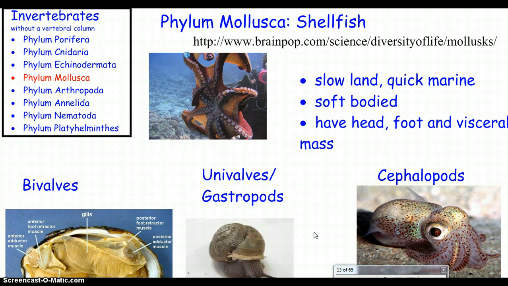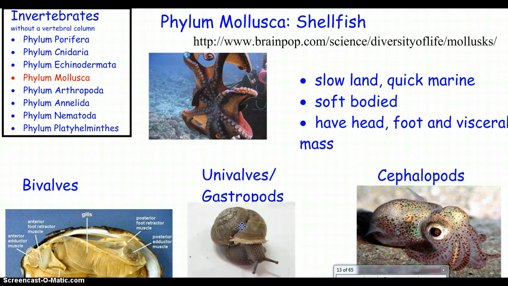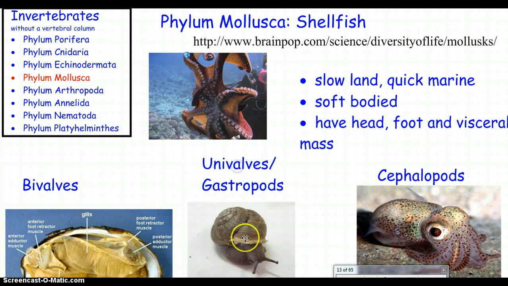So this is phylum Mollusca, so we're just jumping down. Phylum Mollusca, these are all the shellfish. This is their common name. So there are 3 different types of shellfish. There's the bivalves, which are the animals that have 2 valves, like a clam. Also scallops are part of that group as well. Then there's the univalves or gastropods. So you can call it either a univalve or a gastropod. They have 1 shell. And then there's the cephalopods.